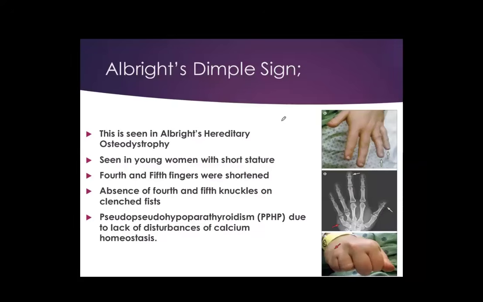Then this is the Albright dimple sign. This is seen in Albright's hereditary osteodystrophy, seen in young women with short stature. Fourth and fifth fingers are shorter. And pseudohypoparathyroidism, due to disturbance in calcium homeostasis.